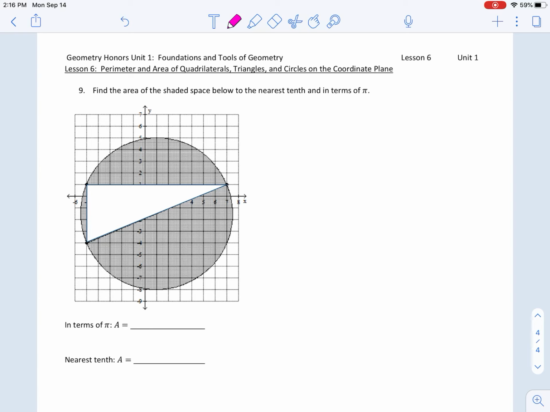Find the area, okay, number 9, find the area of the shaded space below. Okay, so in lesson 5, I believe, you guys have done some work already with shaded region problems just like this. So we want to find the area of the larger shape minus the area of the smaller shape to get the area of then the shaded region.